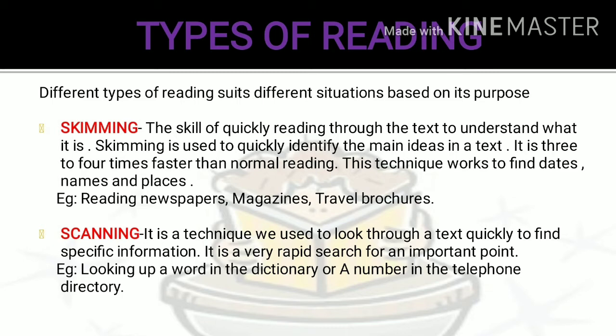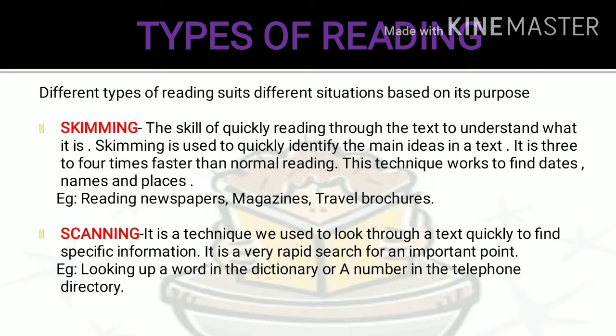Skimming is a type of reading, and we use this skill in order to read something quickly to understand what it is. It is used to quickly identify the main ideas in a text. Actually, this type of reading is three to four times faster than normal reading. This technique works to find dates, names, places, etc.